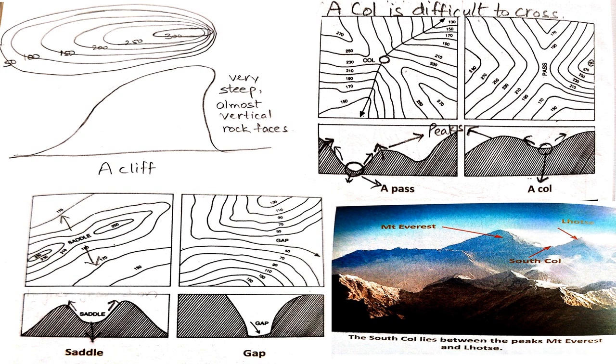Next comes a cliff. Cliff is a very steep and almost vertical rock face which lies along a sea coast. Mostly along sea coasts they can be seen. First, here if we see a cliff, the top of the cliff, the peak of the cliff is actually seen here. And contour lines are very close together.